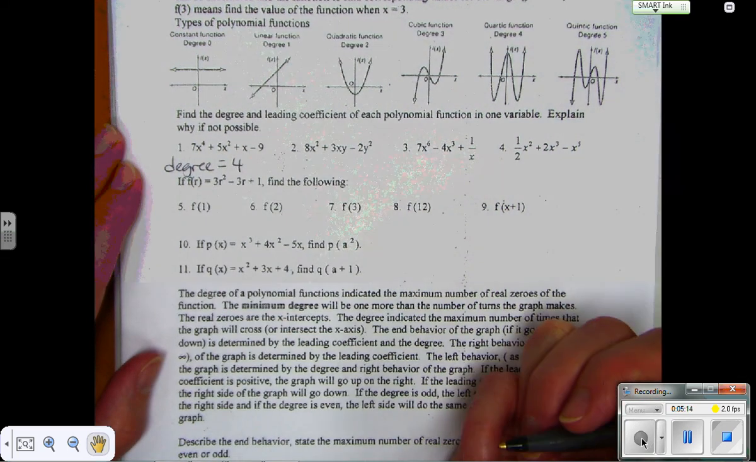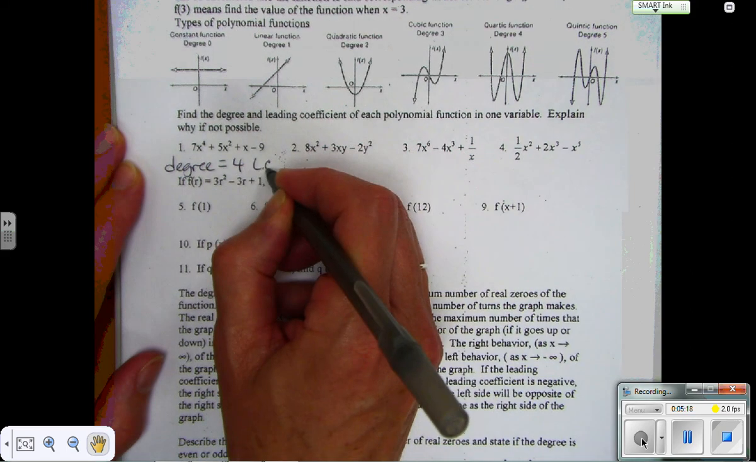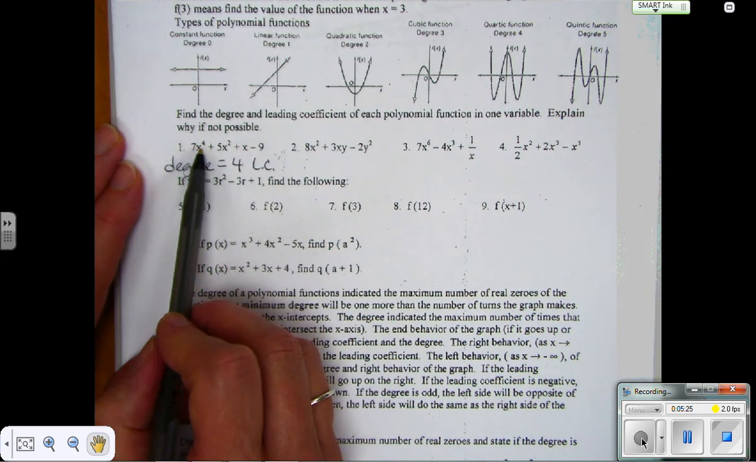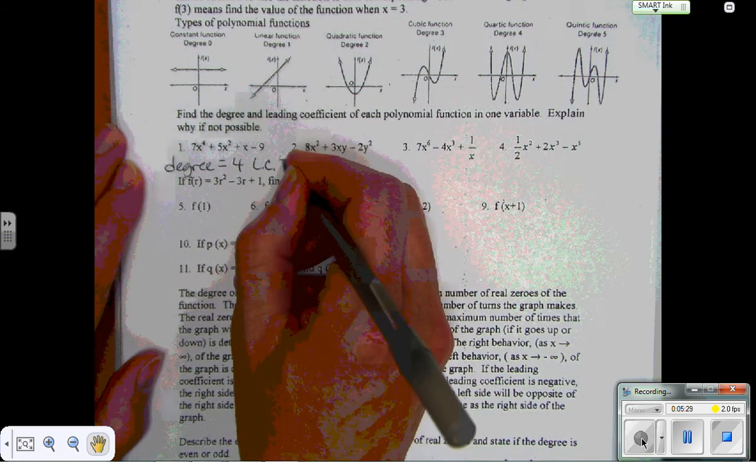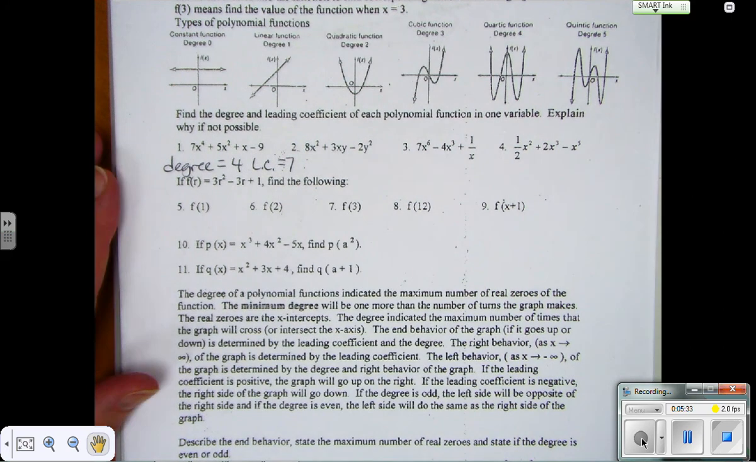And then find the leading coefficient. So the leading coefficient is your constant term that's with the variable that has the highest degree. So in this case, your highest degree is 4. The constant that's with it is 7. That's your leading coefficient. Okay, so let's look at one more.